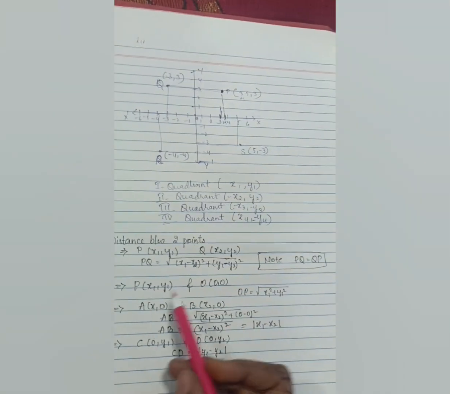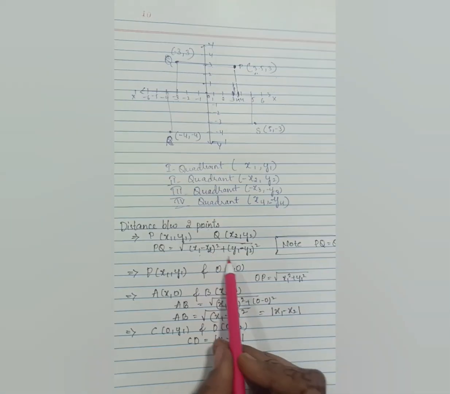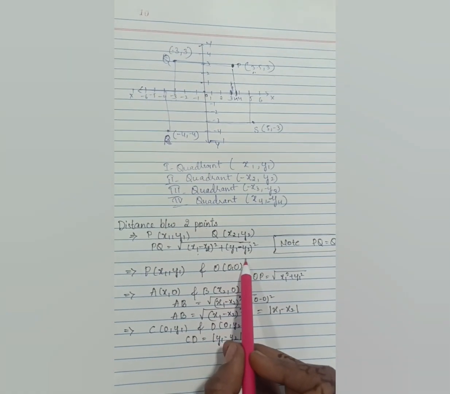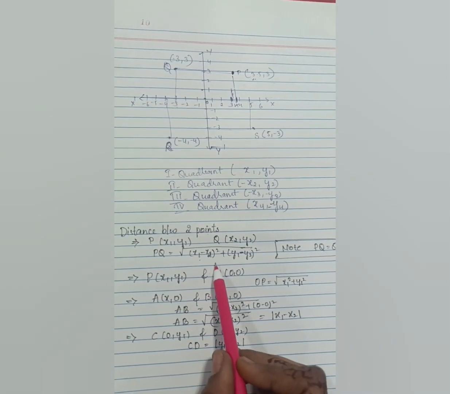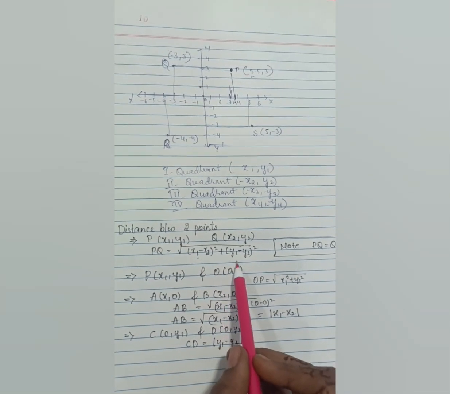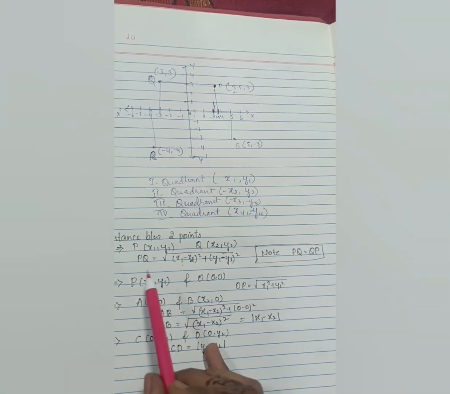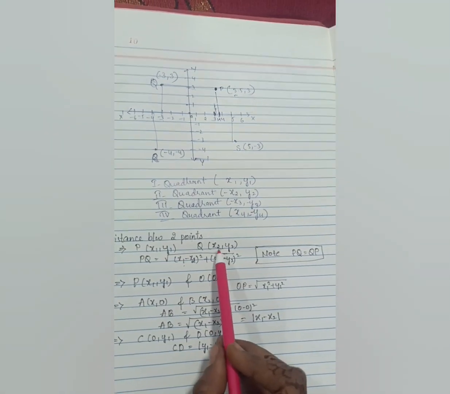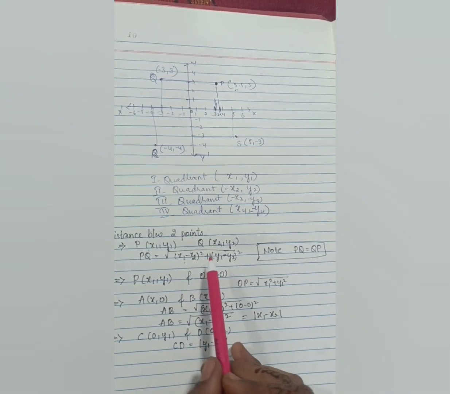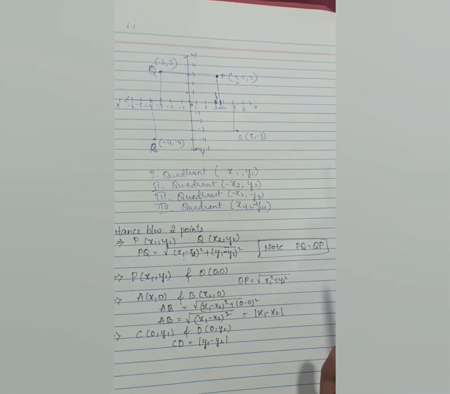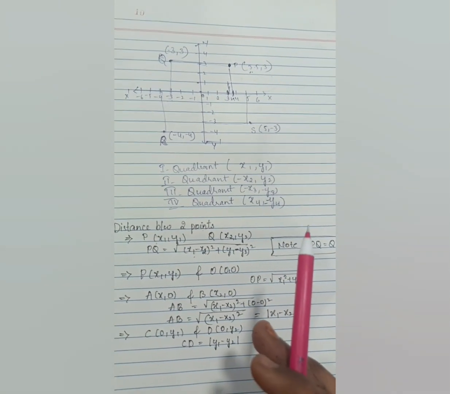So the distance between 2 points, the formula is the square root of x1 minus x2 whole square plus y1 minus y2 whole square. So think like it's not only the distance from P to Q, it's also the same for Q to P. The distance from P to Q and from Q to P would be the same. It doesn't change because it's a straight line, right?